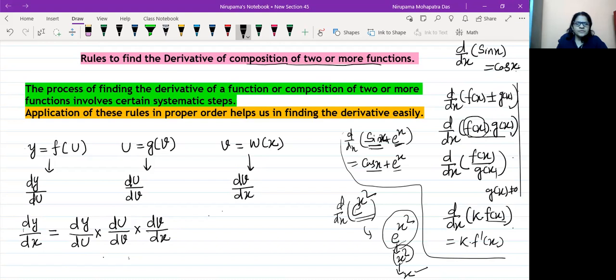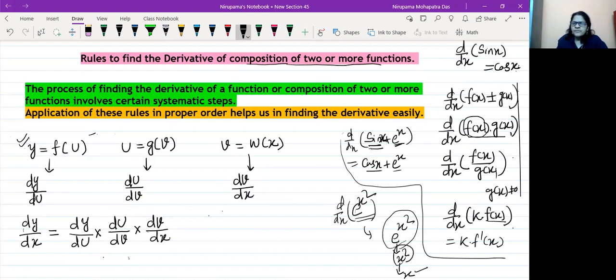And coming to the chain rule, as I said, it is the rule used for finding the derivative of a composition of two or more functions. We call it the chain rule. For example, we have y as a function of u. When we say y is a function of u, it means y is directly related to u.